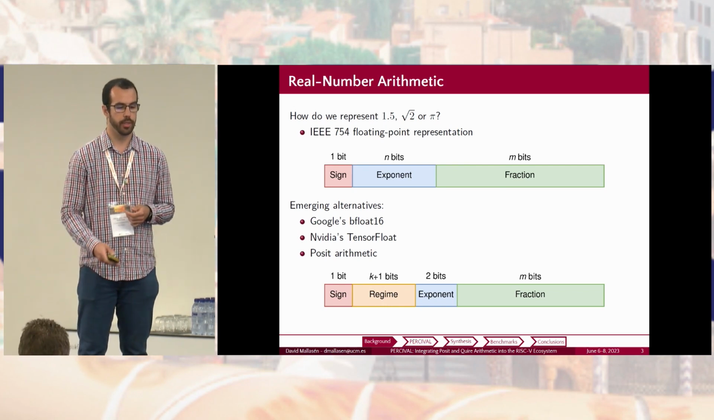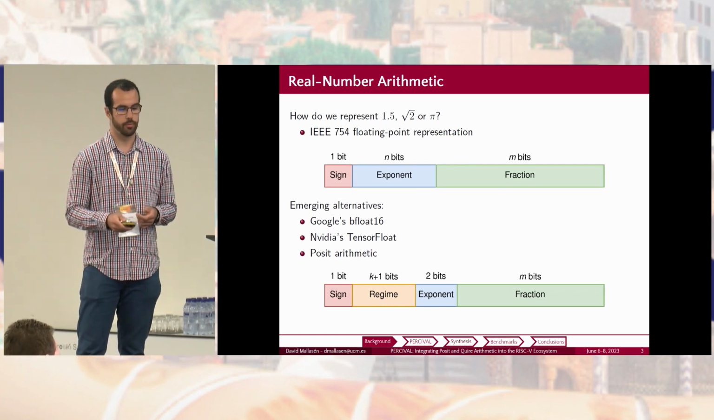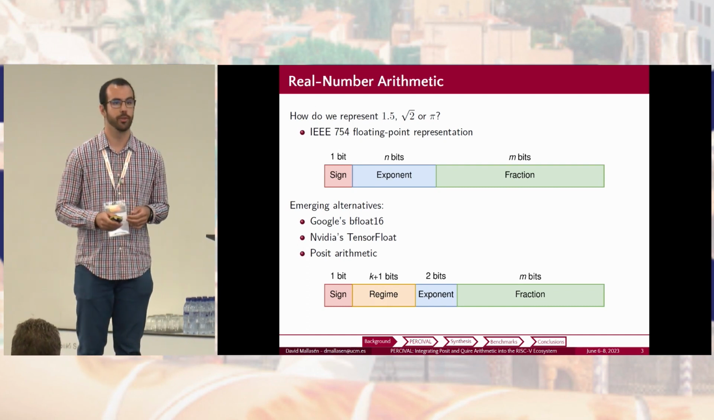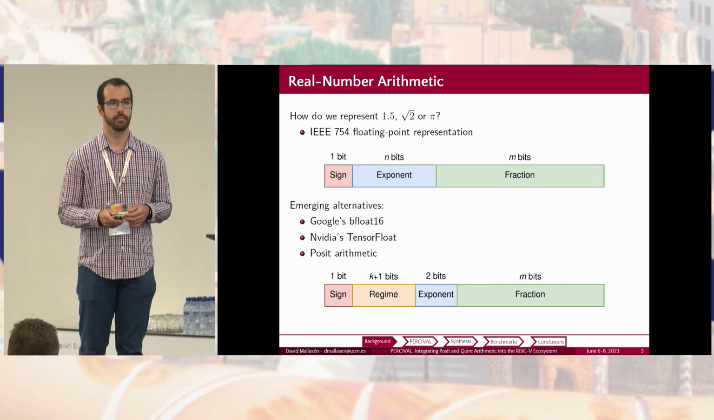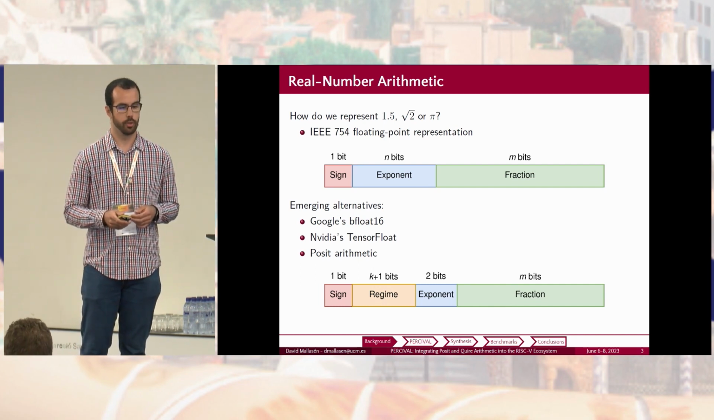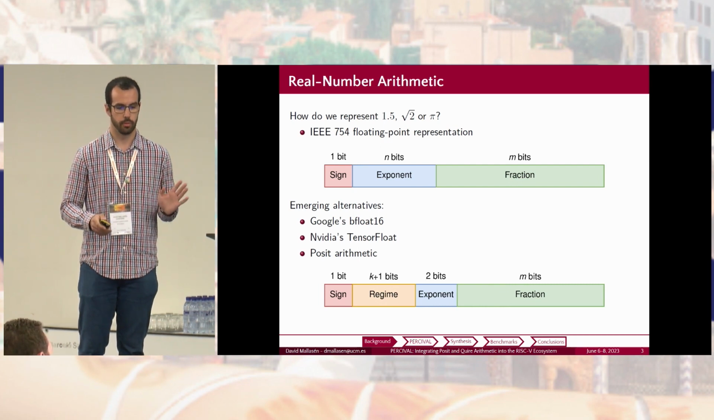Well, Posit Arithmetic is composed of, sorry, I have a bunch of transitions, so I'm not sure if the clicker is going to work or not. Okay, now it seems that it's working.